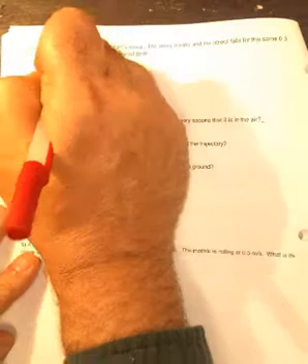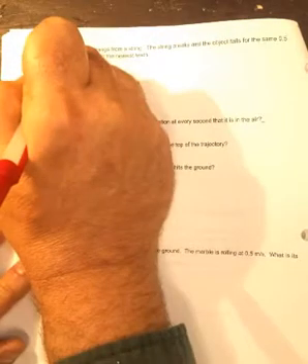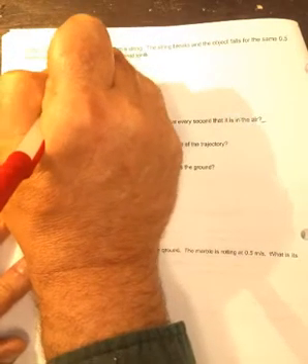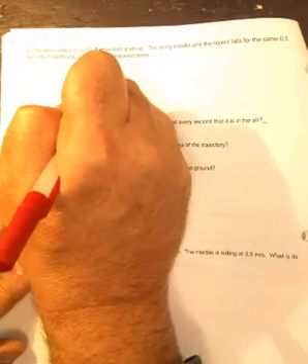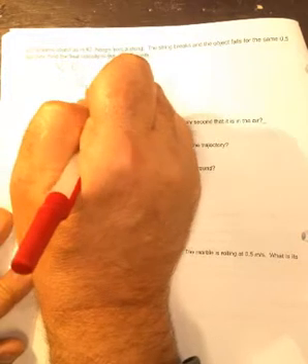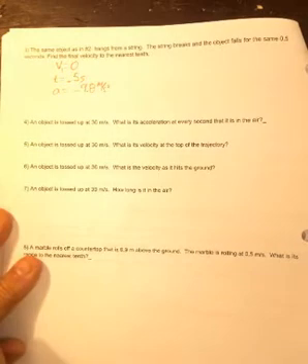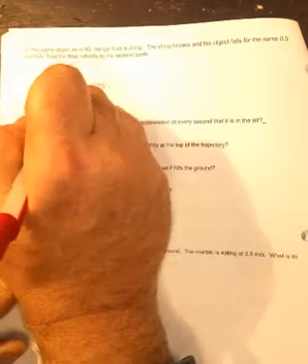So we know the initial velocity is 0. We know that the time of fall is 0.5 seconds. We know that the acceleration due to gravity is negative 9.8 meters per second squared. And we know that the distance of the fall, h, is 1.2 meters.